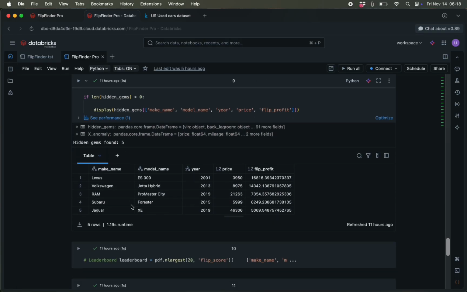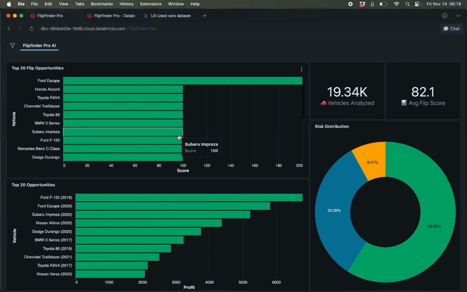We'll now go to the dashboard. Let's start with the main KPIs. Total vehicles analyzed: we are analyzing nearly 20,000 vehicles in real time, giving us statistically significant insights that individual dealers could never achieve manually. And it provides context for all other metrics.